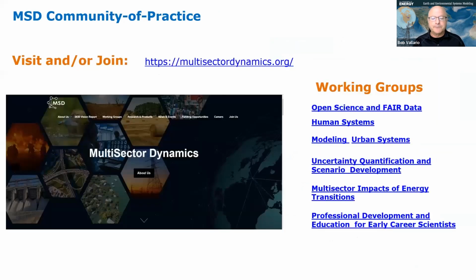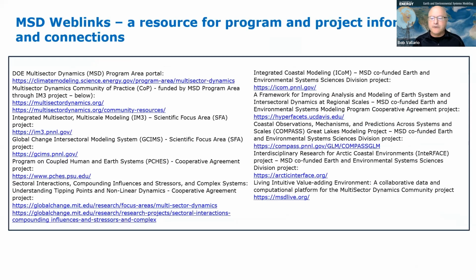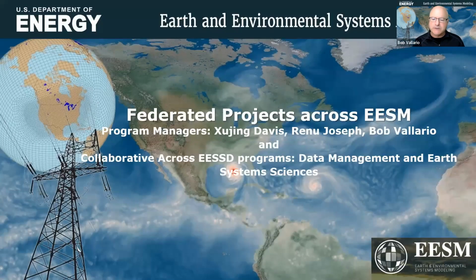Next slide. And this is links to join the multi-sector dynamics community of practice with the working groups and hot links identified on the right. Next slide. And here too is my list of relevant, it's a roadmap, if you will, to the program, the projects, and resources that you can access and gain a tremendous amount of information and knowledge about the program. So I'll stop there, and I'm going to be turning this back to Renu to talk about federated projects.